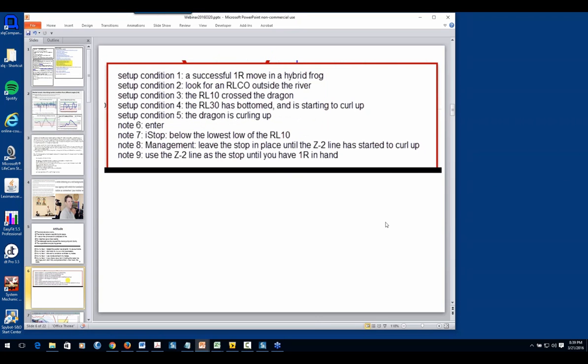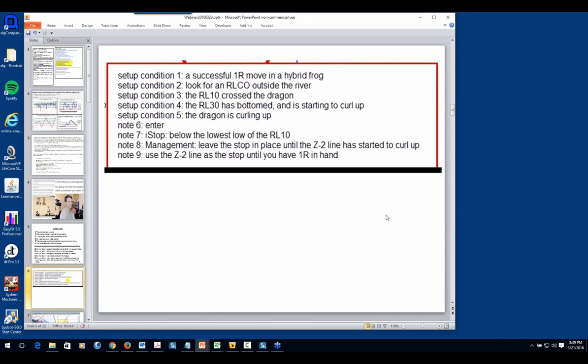So what I'd like you to do is on a piece of paper, start sketching as I describe this condition. This is what I look for. This is kind of my bread and butter trade.